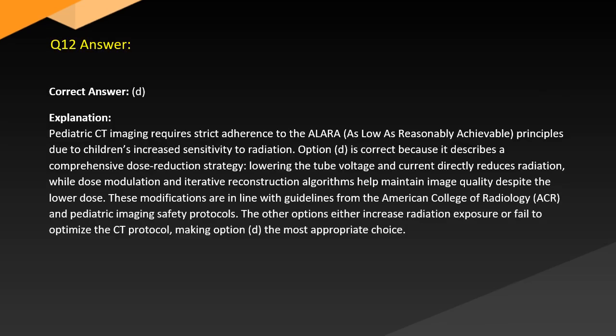Answer. Correct answer, D. Explanation. Pediatric CT imaging requires strict adherence to the ALARA, as low as reasonably achievable, principles due to children's increased sensitivity to radiation. Option D is correct because it describes a comprehensive dose reduction strategy. Lowering the tube voltage and current directly reduces radiation, while dose modulation and iterative reconstruction algorithms help maintain image quality despite the lower dose. These modifications are in line with guidelines from the American College of Radiology (ACR) and pediatric imaging safety protocols. The other options either increase radiation exposure or fail to optimize the CT protocol, making option D the most appropriate choice.